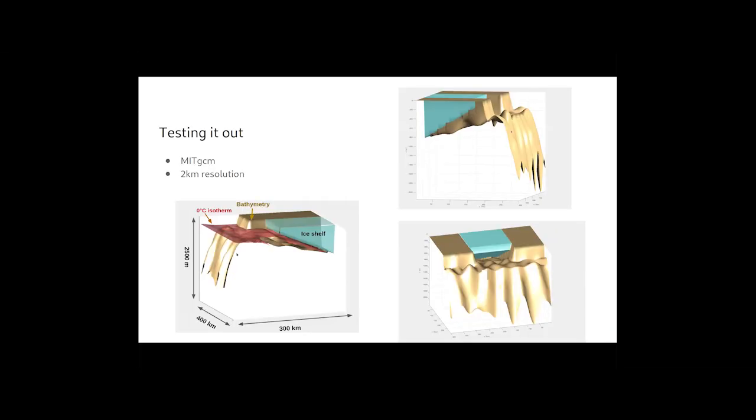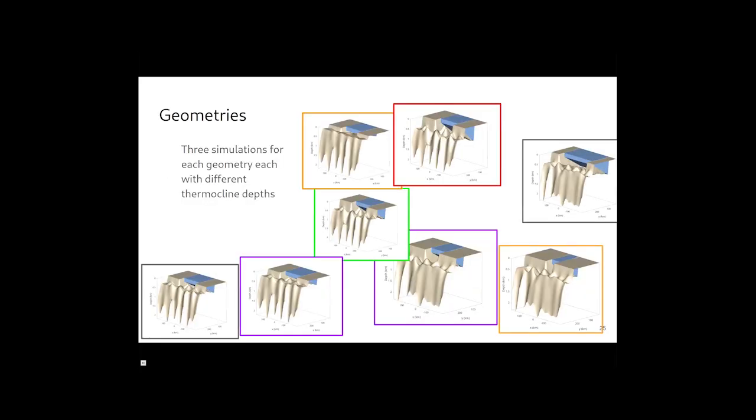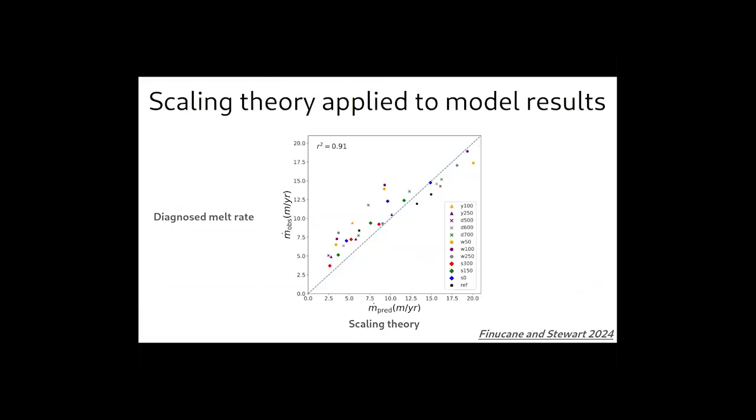So we have this scaling theory in hand, and we wanted to test it out. So we ran a bunch of MITgcm models with different geometries, at one resolution, 2 kilometers. Basically, in MITgcm, very idealized model land, we're simulating just the cavity and setting the stratification offshore. There's no winds, there's no sea ice. Our scaling theory did quite a good job of predicting the melt rate from the cavity simulations.